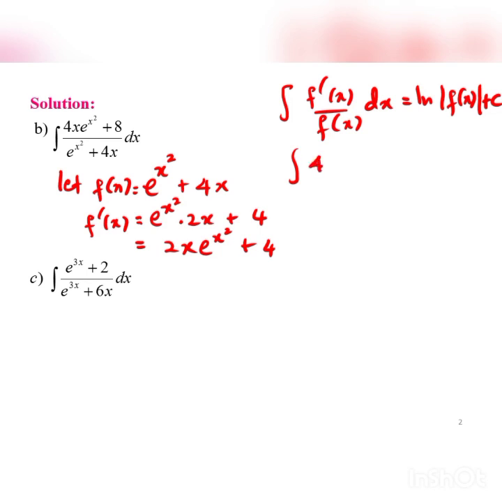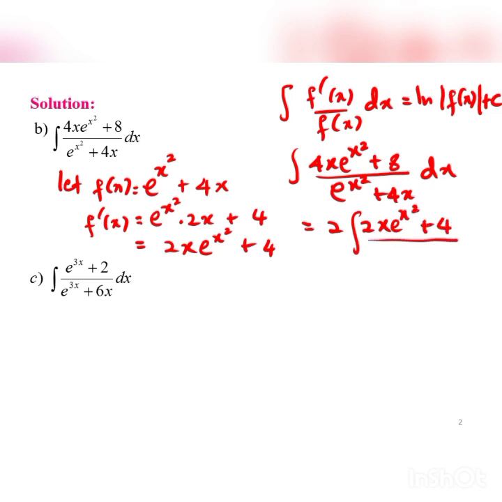So, referring to the question, it is 4x e to the power of x squared plus 8 over e to the power of x squared plus 4x dx. To make it match our differentiation, we can factorize 2. So we get 2 times 2x e to the power of x squared plus 4 over e to the power of x squared plus 4x. So the answer is 2 ln e to the power of x squared plus 4x plus c. That's the answer for solution B. Now let me see the solution of question C.